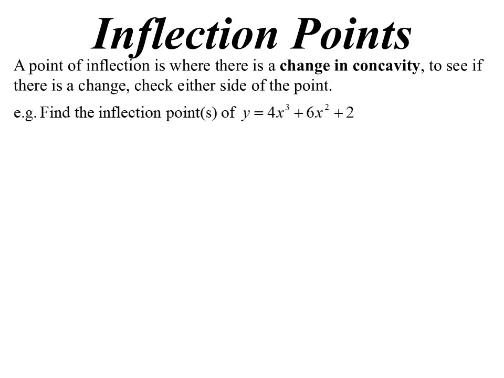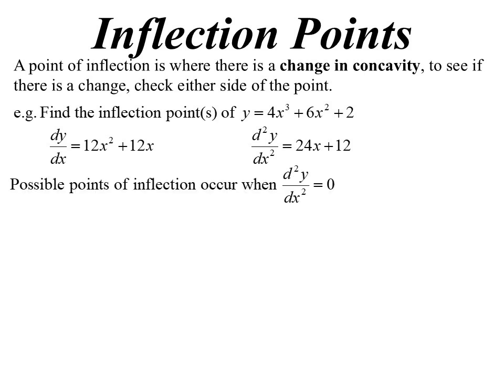Let's find the inflection points of our curve, 4x cubed plus 6x squared plus 2. Right, so our derivatives, there they are. I've got to find the possibilities. When you write this statement down, it's possible points of inflection. It's not points of inflection, they're possibilities. Solve it, I've ended up with one possibility.